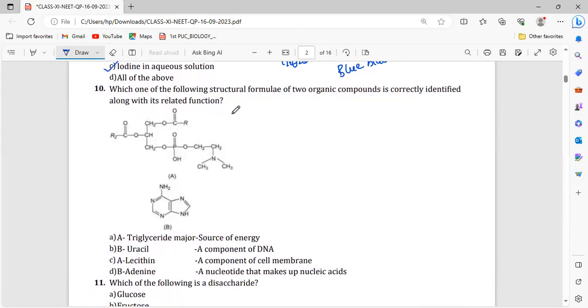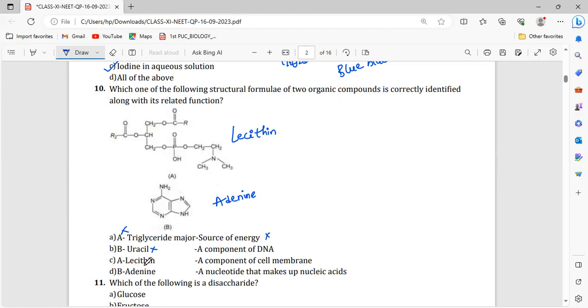The 10th one, which one of the following structural formulae of two organic compounds is correctly identified along with its related function? The first one, A, is the structure of lecithin, and B is the structure of adenine. Now we shall see. A cannot be the answer because the structure is not identified properly. Even B cannot be the answer. A, C, and D option identification is correct.